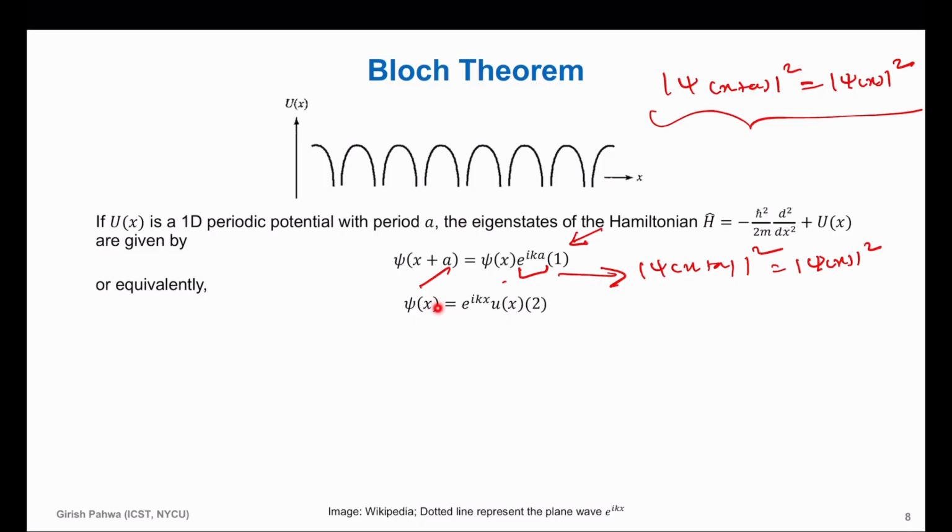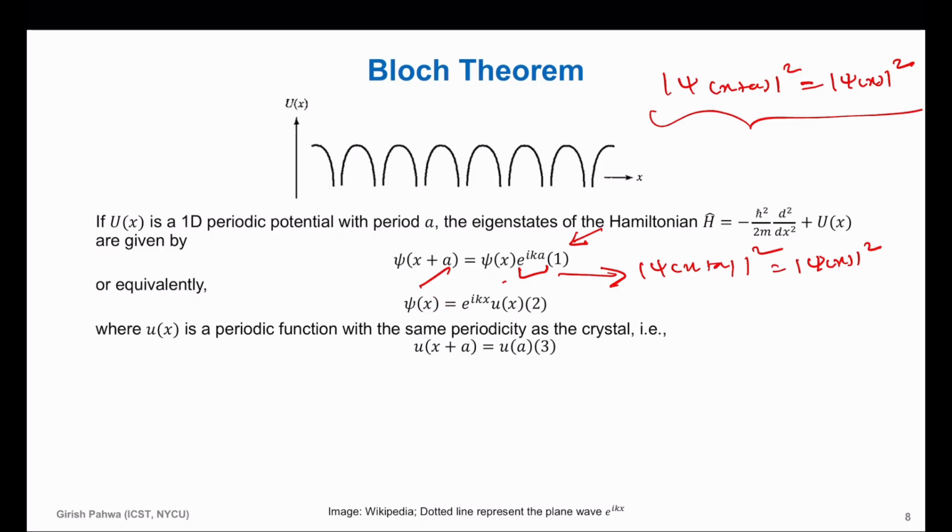So this is what I mean. Okay, u x is a periodic function and it has the same periodicity as the crystal. It means u of x plus a is equal to u of x. That's what I mean.